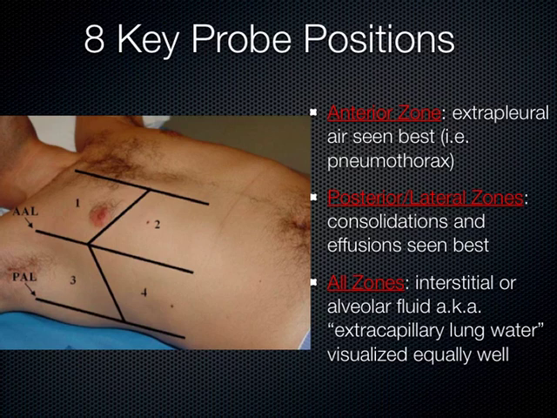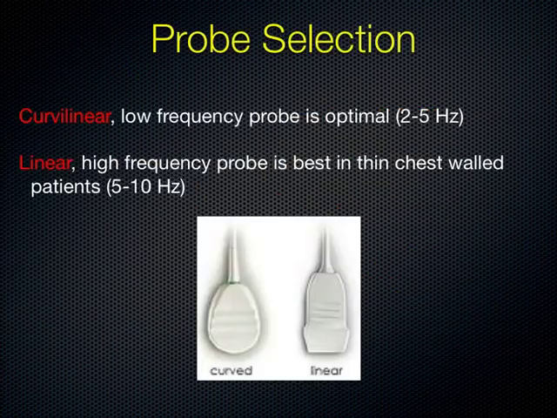Very briefly, the probe selection. Ideally we use the curvilinear probe, but it depends on your patient's body habitus. You can use the high frequency linear probe, and you can also use the cardiac probe. A lot of it depends on whether you're looking for the forest or the trees. If you're going to look for the big picture, you start with the low frequency probe that gives you a deeper view. And then when you're looking for the detail, like we do when we look at pneumothorax, then you pick up the high frequency.